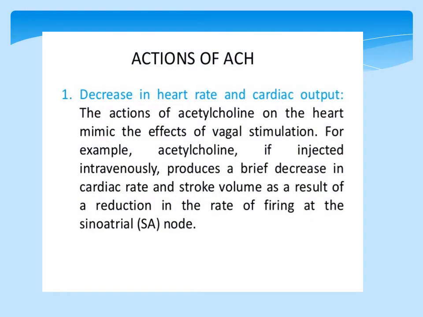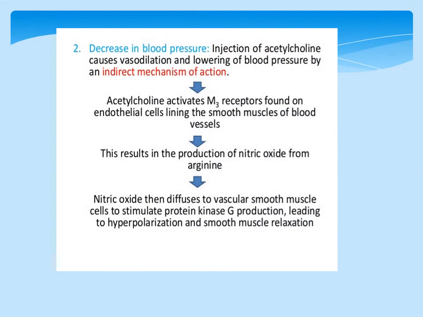here you can see the pharmacological action of acetylcholine. Acetylcholine decreases heart rate and cardiac output, and decreases blood pressure, because acetylcholine has muscarinic and nicotinic activity. The M3 receptor is present in smooth muscle, and due to the stimulation of this receptor, there will be production of nitric oxide, which is responsible for smooth muscle relaxation.